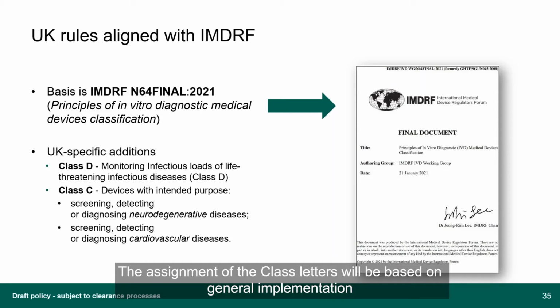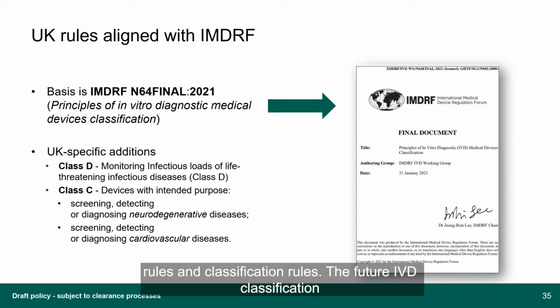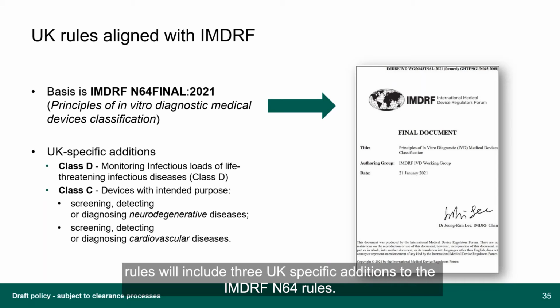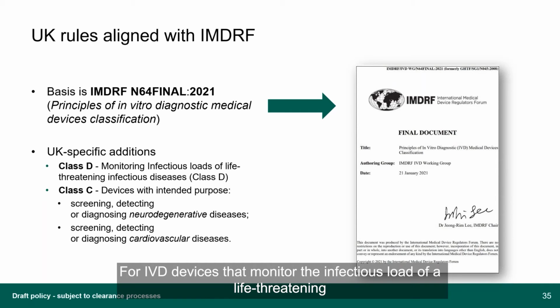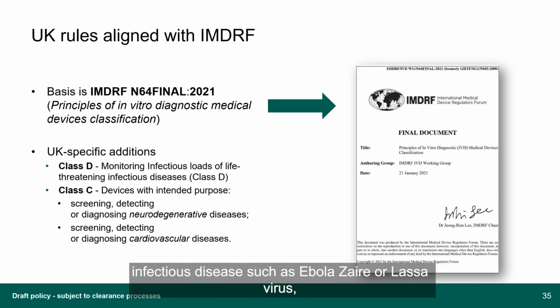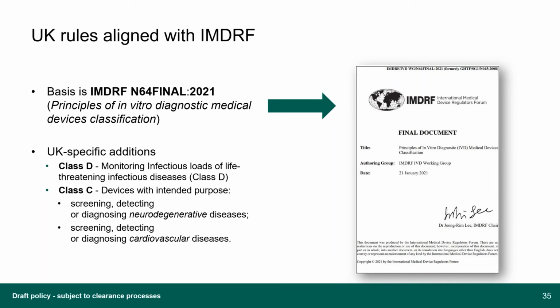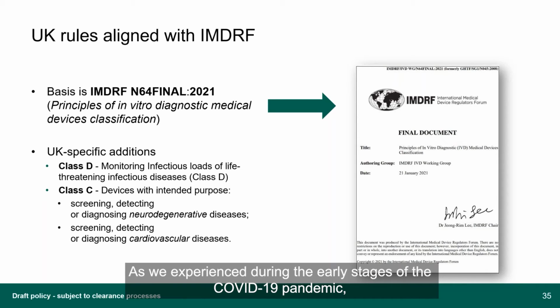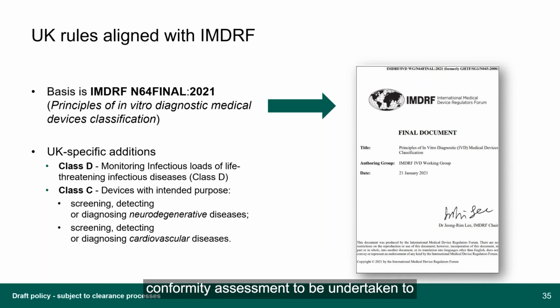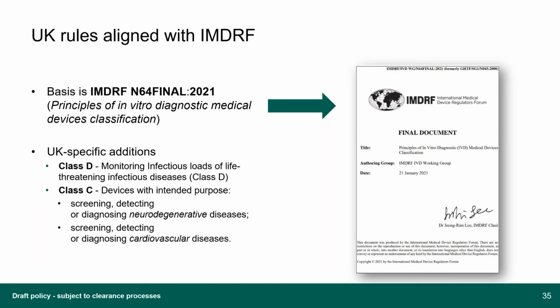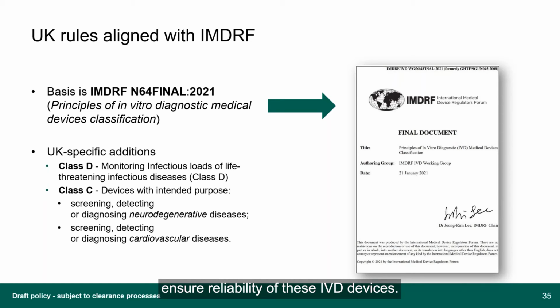The assignment of the class letters will be based on general implementation rules and classification rules. The future IVD classification rules will include 3 UK-specific additions to the IMDRF N64 rules. For IVD devices that monitor the infectious load of a life-threatening infectious disease, such as Ebola Zaire or Lassa virus, these devices will be Class D. As we experienced during the early stages of the COVID-19 pandemic, highly transmissible and often fatal diseases need the higher level of conformity assessment to be undertaken to ensure reliability of these IVD devices.